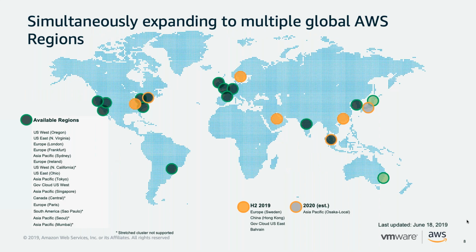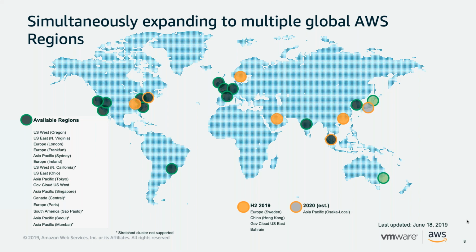The service is available across 16 of the current 21 AWS regions. You can see on the left-hand side all the regions in which it's available, and those are represented by the green dots across the globe. So the service is currently available in US West and US East. It's available in Europe, in London and Frankfurt and Ireland. It's available in Asia Pacific, in Sydney. It's also available in Tokyo and Seoul and Mumbai, and it's also available in Paris and in Canada. And for US government requirements, it's available in US GovCloud West.